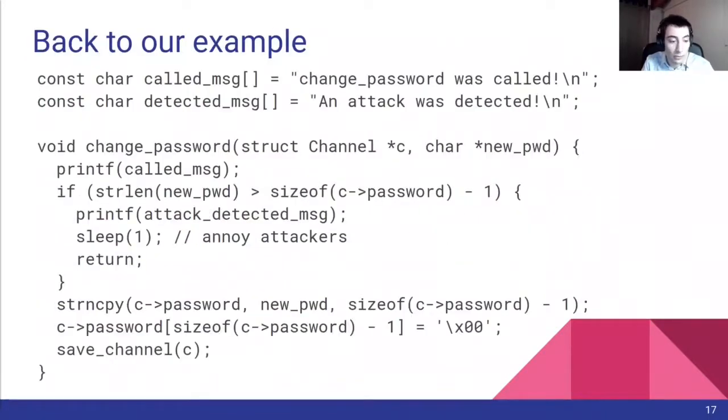Now, let's go back to our example, and what if you wanted to apply a more complex patch, such as this? You can see we call printf each time change password is invoked to trace the function invocations, and then we check if the new password that was supplied by the user is bigger than what should be allowed. And if so, we warn that an attack was detected, and we sleep for 1 second just to annoy the attackers. And yeah, this might not be the best idea, but just stick with me for a moment. And then we implement change password correctly using string copy and ensuring that the last byte was 0, just as before.